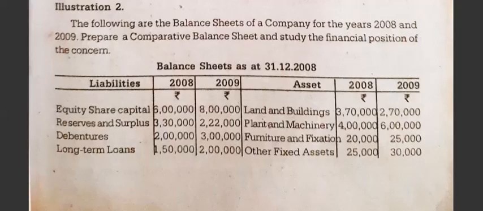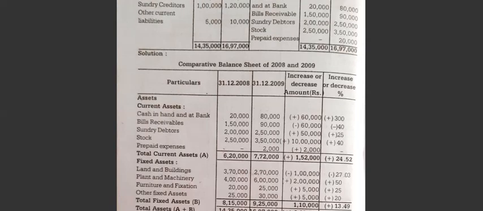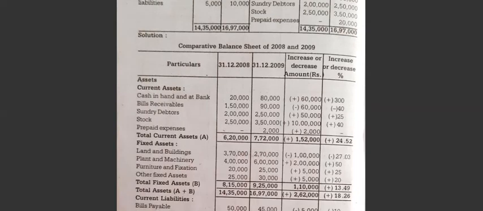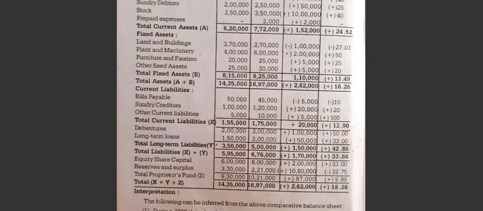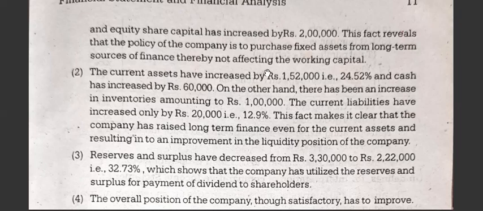This is how you have to compare. First, you have to prepare the comparative table of 2 years, 2008 and 2009. After preparing the comparative balance sheet, you have to justify. I mean, you have to show the analysis: what is increased, what is decreased, and the percentage of increase or decrease. And you have to show finally that the overall position of the company has improved, is satisfactory; all this you can write in your own words, by seeing the values of the assets and liabilities. Thank you.